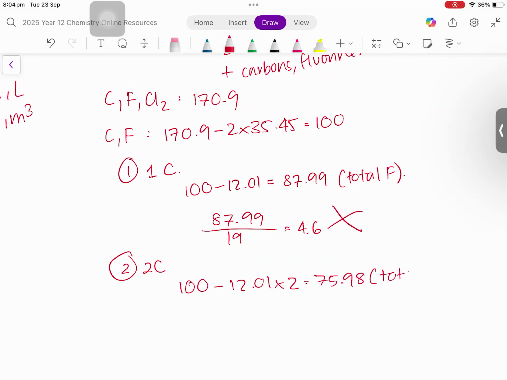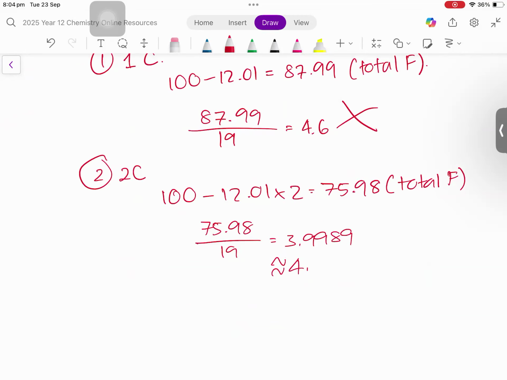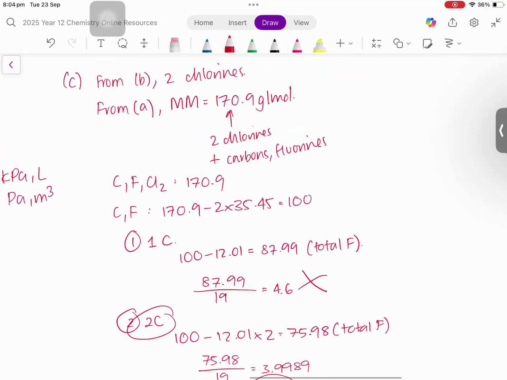75.98. That's again the total fluorines. Let me divide by the mass of a single fluorine again to see how many fluorines this gives me. It gives 3.9989, which is approximately 4. Okay, so is this one a more valid answer than the previous? Yes, you can have 4 whole numbers of fluorines. So our answer at the moment seems like 2 carbons, 4 fluorines, and the 2 chlorines we already figured out earlier.